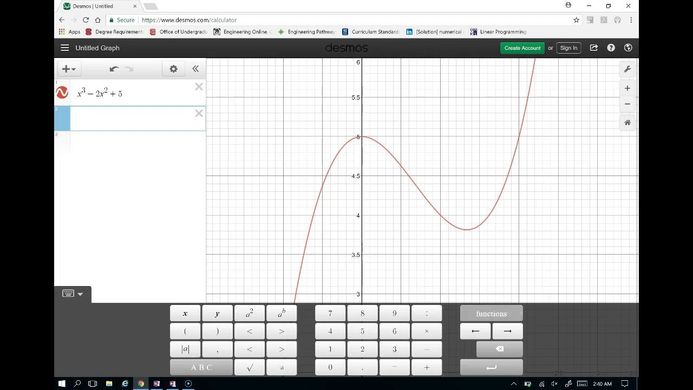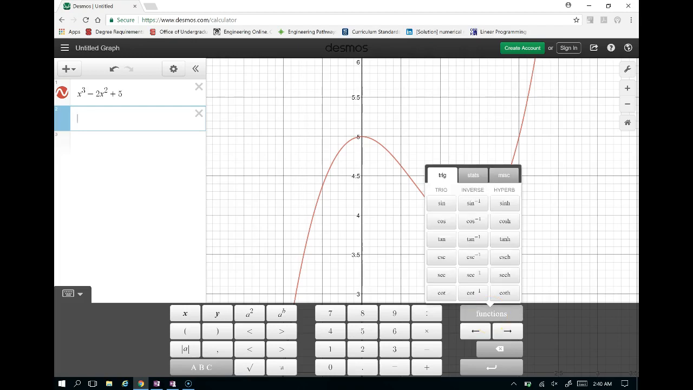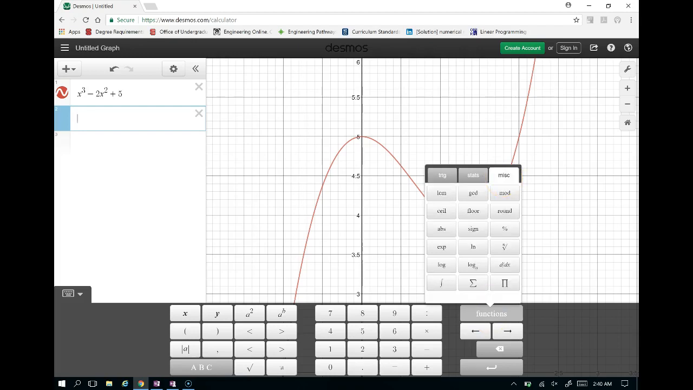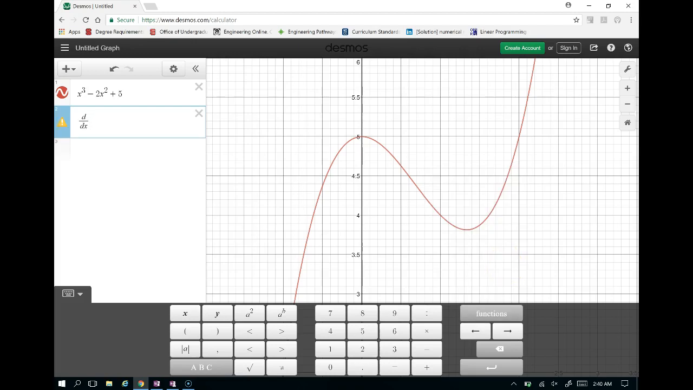So I'm going to go to functions, and I'm going to go to miscellaneous. And you will see under miscellaneous, we have d dx. So in the section 3.1 video, I had said that d dx is one of the notations that we use that means take the derivative of. So they're directions that mean take the derivative of. So in equation number 2, I want to take the derivative of x cubed minus 2x squared plus 5. So d dx, and then I'm going to do my same function again.